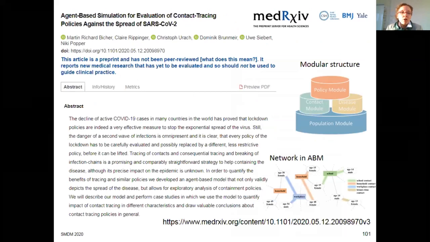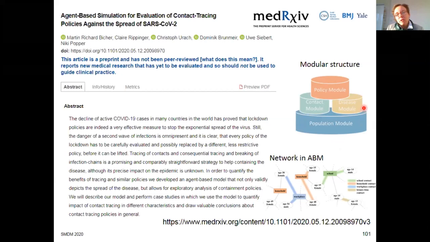The evaluation of contact tracing policies against the spread of SARS-CoV-2, an application of an agent-based simulation, and this is from our group, from the Technical University of Vienna, and Uwe was also a co-author here. The agent-based model, as I said already in the discussion with Miriam, implements a rather comprehensive networking structure for Austria. With our population model that is the basis of our model, we describe the entire Austrian population, which is 8 million inhabitants.